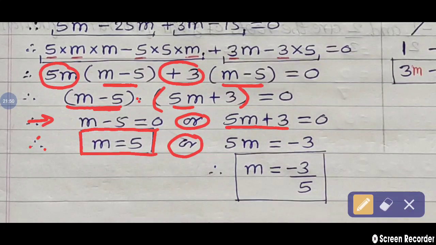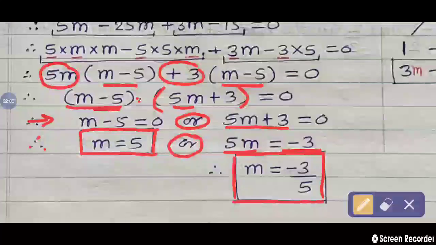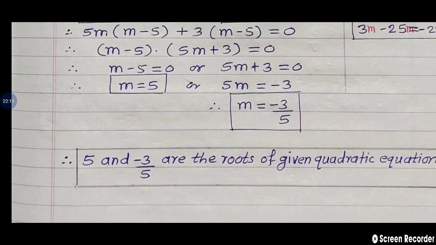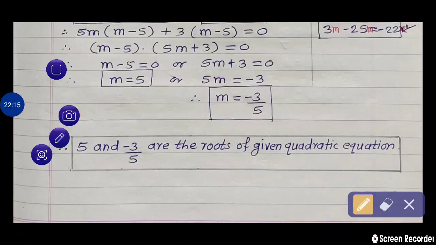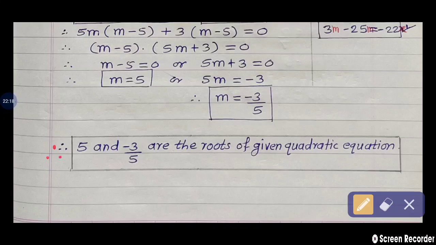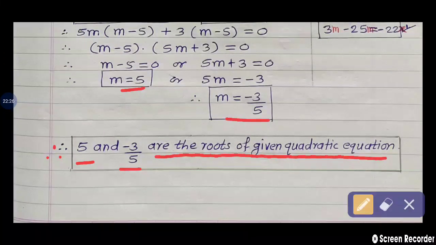Or second factor also compare with 0. So 5m plus 3, taking on the right hand side, then minus 3. And 5m is 5 multiplied here, shift on the right hand side, then divide to the minus 3. So we are getting the second factor, m is equal to what? Minus 3 upon 5. So finally you write your final answer. Therefore, 5 and minus 3 upon 5 are the roots of the given quadratic equation.